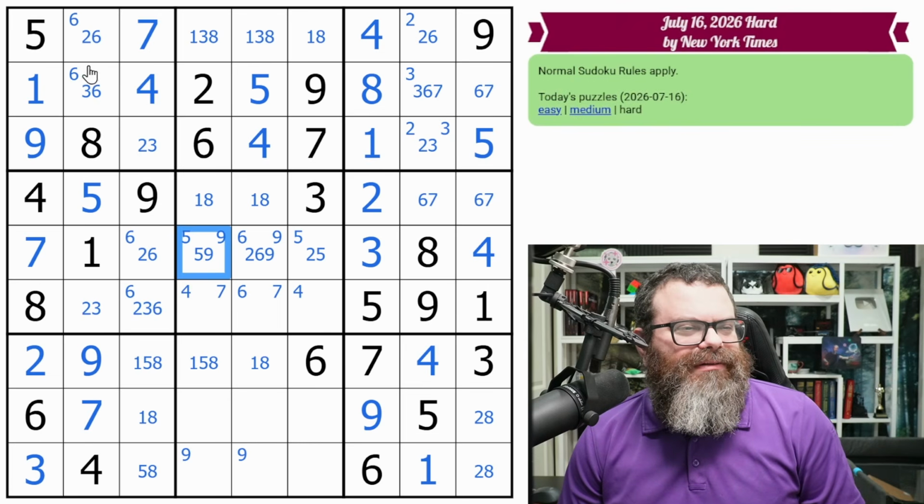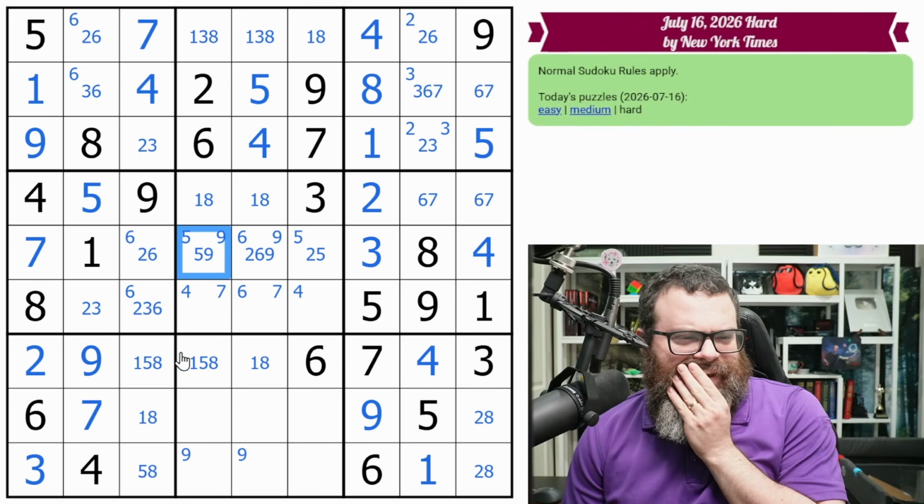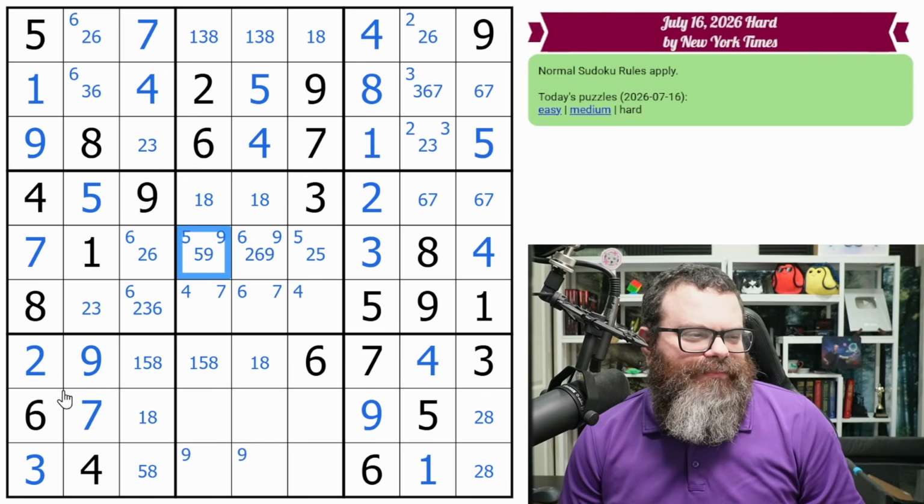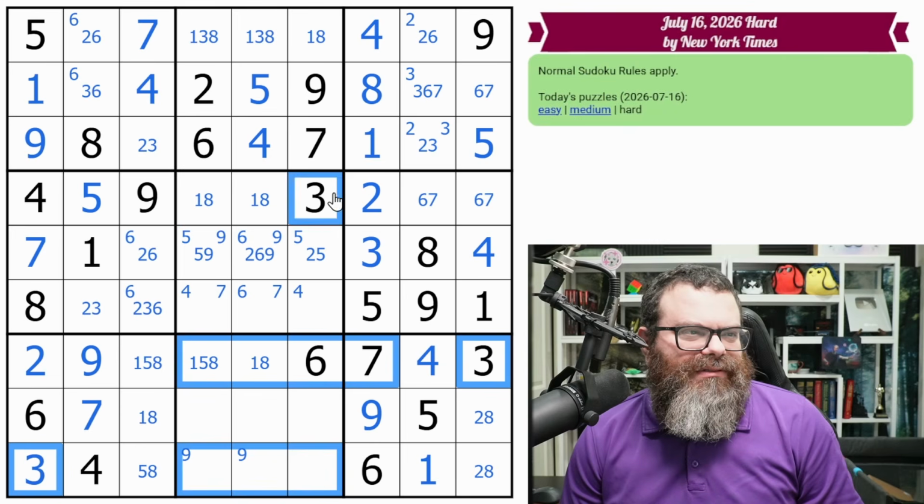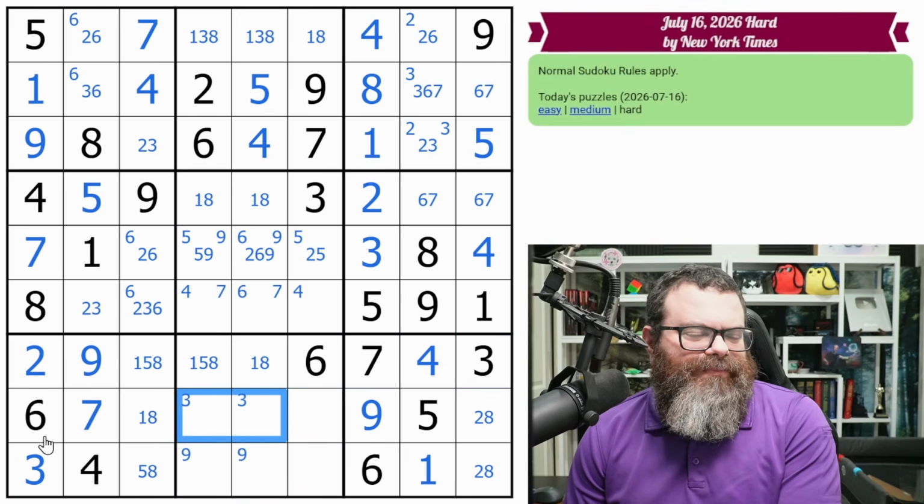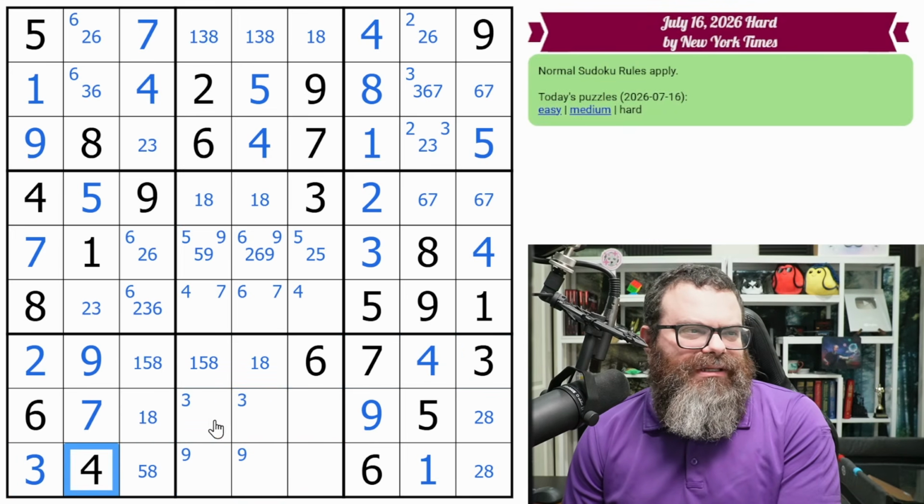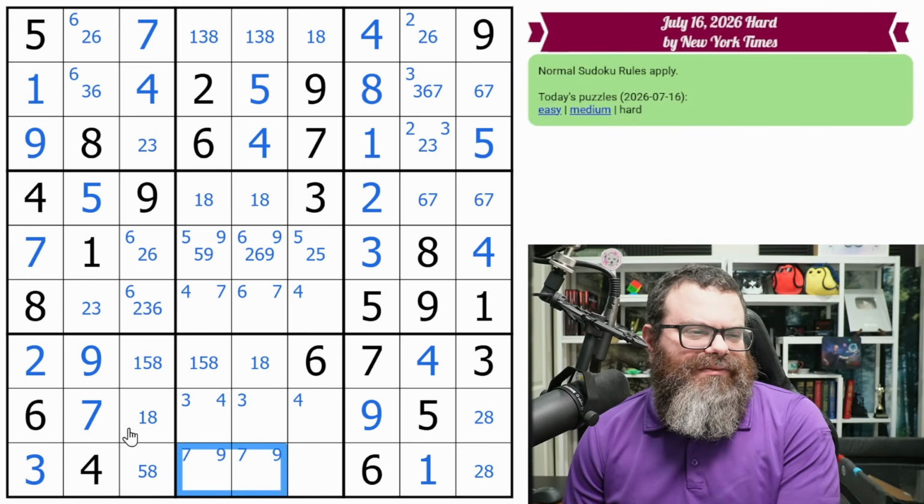What have I got happening here? Huh. I don't think I scanned this band at all. 2, 3. Okay, 3 is in one of these two. The 4 is in one of these two. The 6 is done. 7 is one of these two. And then the 9 we got.